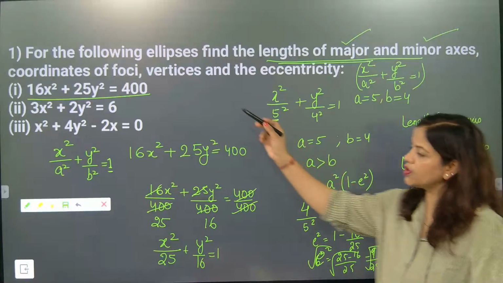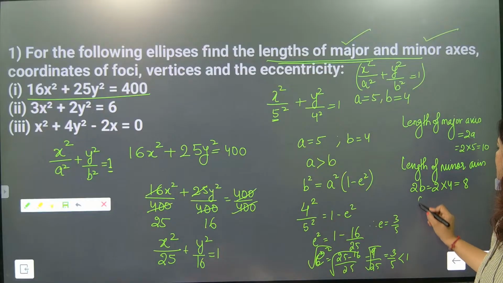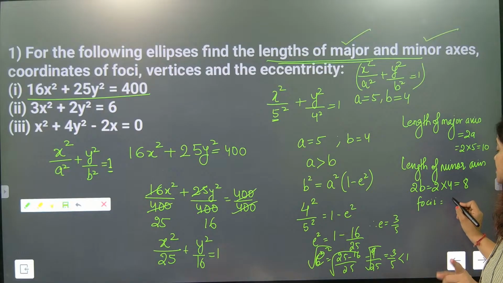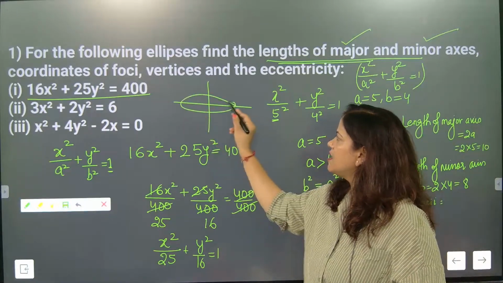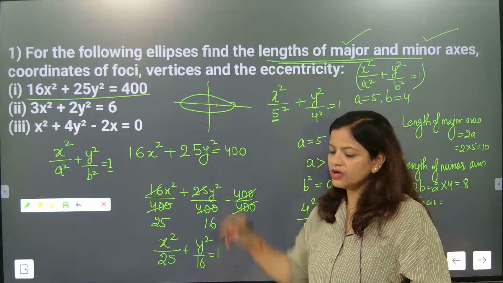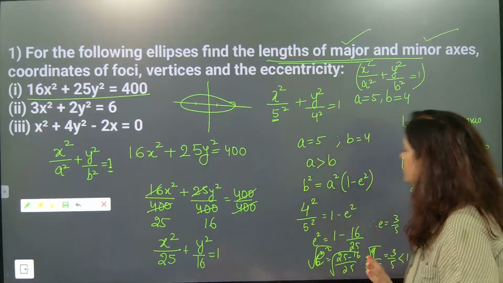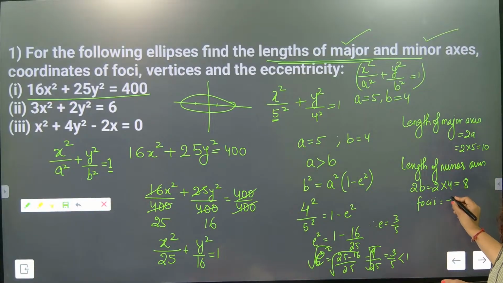Now they asked for the foci. Two foci will be there: one focus will be at (ae, 0) and one focus will be at (minus ae, 0). So it will become plus minus ae. a is 5, e is 3 by 5, comma 0. So the answer is: the foci are plus minus 3 comma 0.